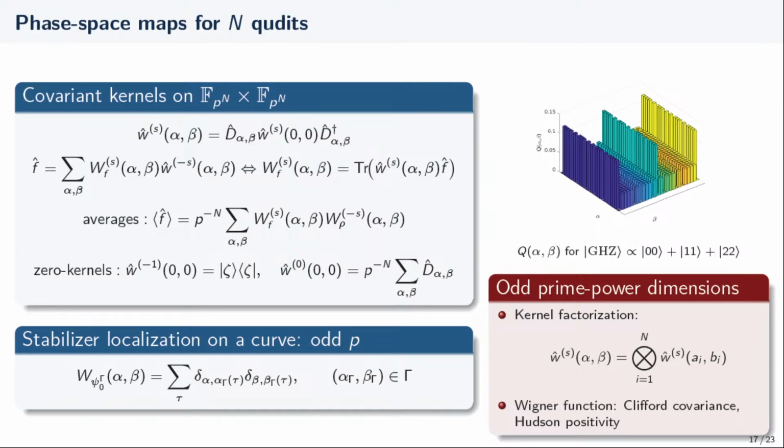Good question. In particular, the same Hudson theorem as we saw in the prime case applies to the prime odd power prime dimensional case. So stabilizer states have the form of a delta function, and these are the only states with positive delta function.